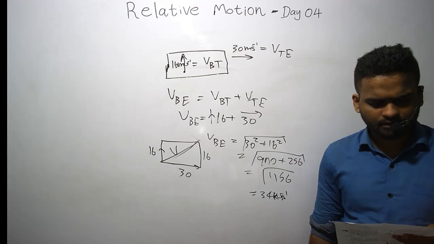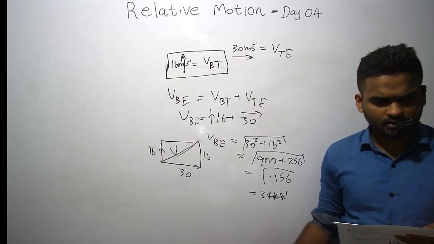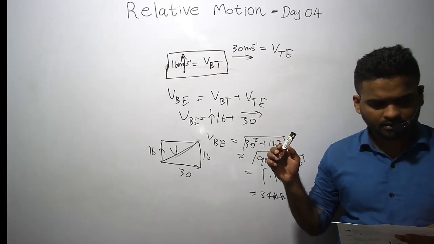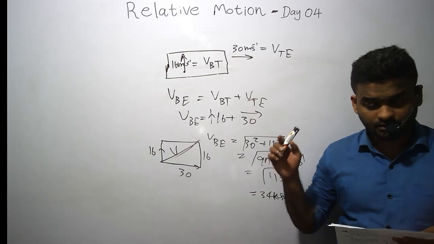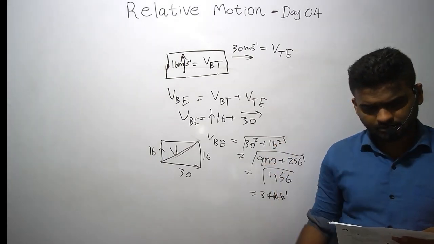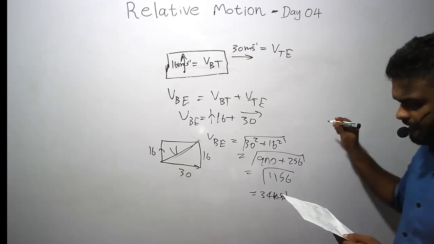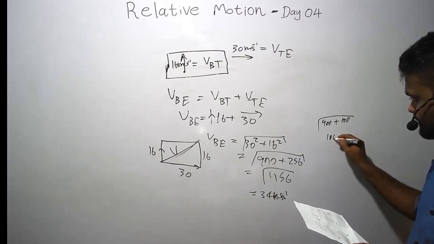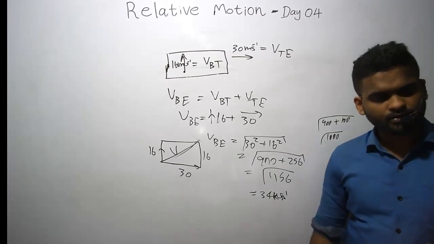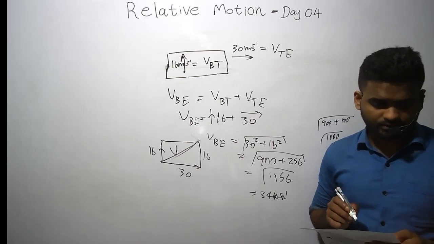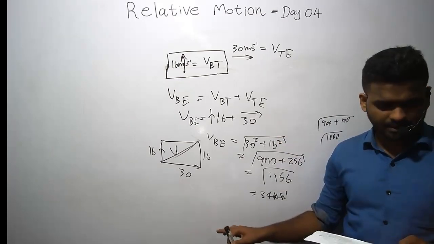The answer is not given there, right? Did you get 100 meters per second or something? Not 100. 900 plus 100, you get root 1000. Yeah, the answer is not there. The answer should be root 1000. It is the same case as this.